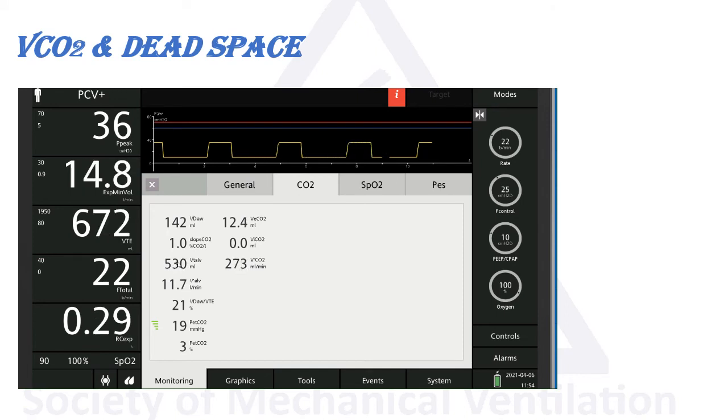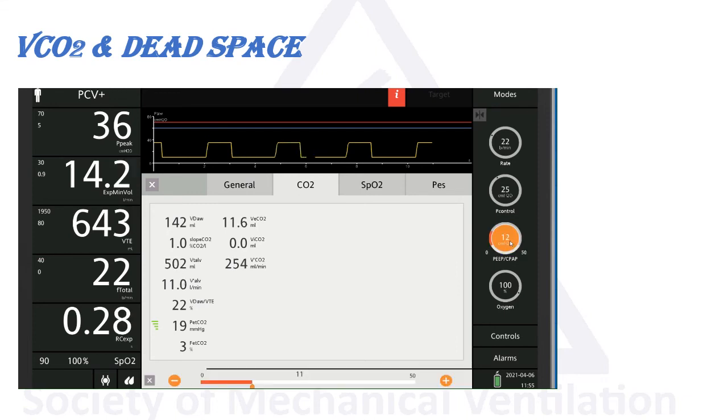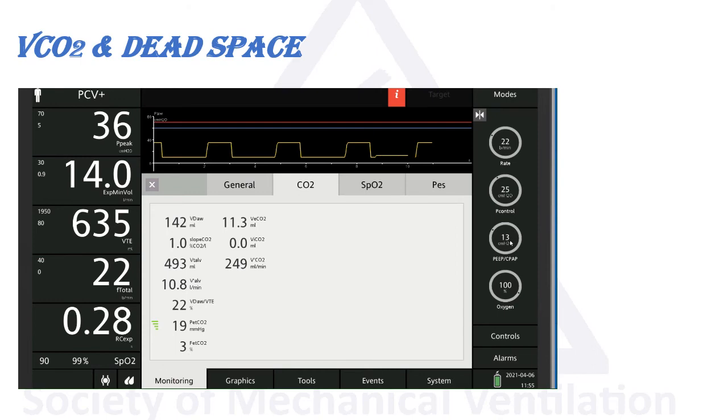The alveolar tidal volume slowly is dropping, and that will probably worsen the dead space. So 10 is not an optimum PEEP. Probably 12 to 15 was the best one.